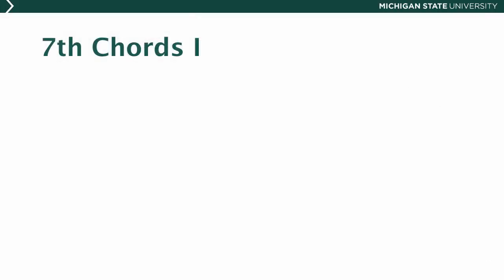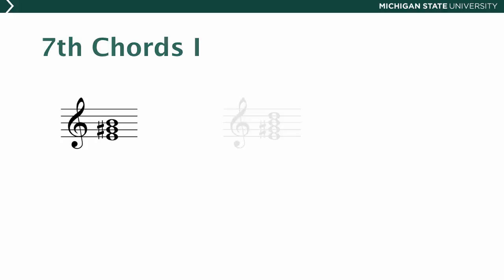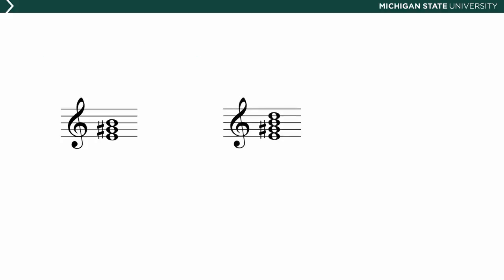Welcome back. In the last 3 lectures, I've been talking about triads, that is, 3-note chords in which the notes are stacked a third apart, such as this E major triad. There's another kind of chord in which a 4th note has been added on top of the triad, up another third. This note is a 7th above the bass note, so the chord is called a 7th chord.